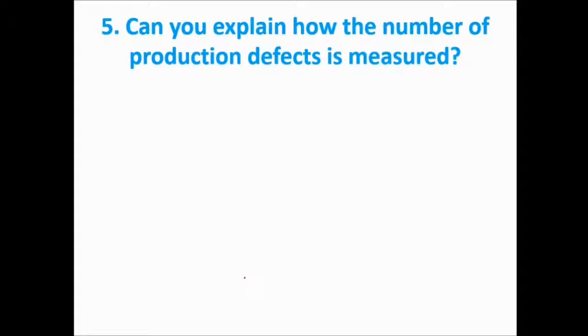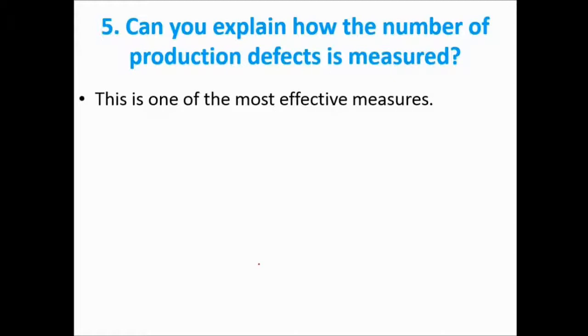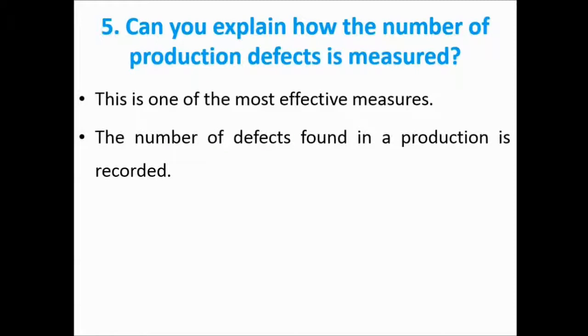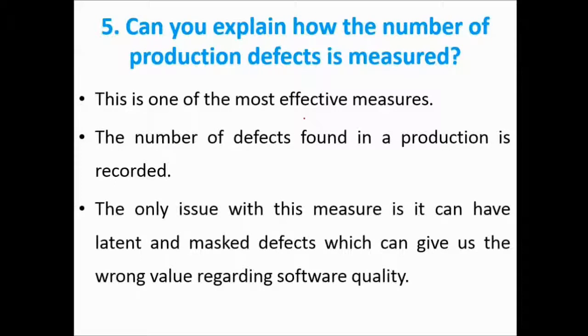Now the other question: can you explain how the number of production defects is measured? This is one of the most effective measures. The number of defects found in production is recorded. The only issue with this measure is it can have latent and masked defects also, which can give us the wrong value regarding software quality.